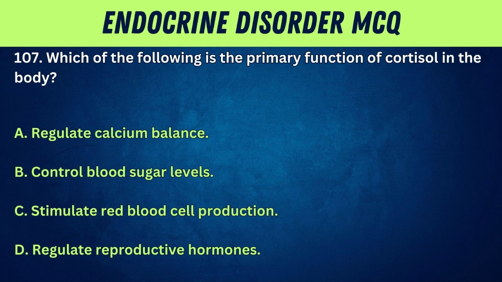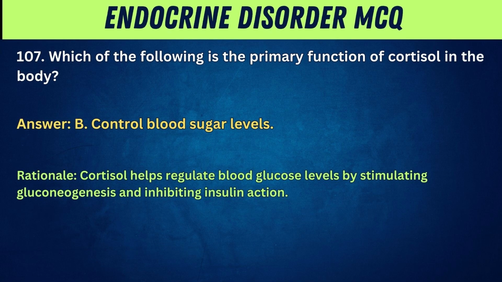107. Which of the following is the primary function of cortisol in the body? A. Regulate calcium balance. B. Control blood sugar levels. C. Stimulate red blood cell production. D. Regulate reproductive hormones. Answer: B. Control blood sugar levels. Rationale: cortisol helps regulate blood glucose levels by stimulating gluconeogenesis and inhibiting insulin action.